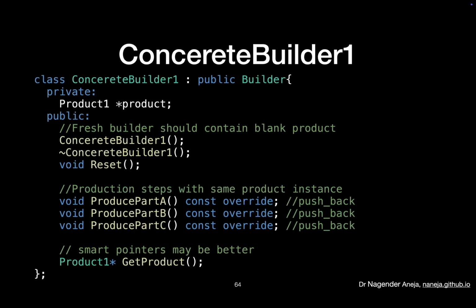Now we have the concrete builder. So concrete builder will create the actual products, right? So in this case, we will define the implementation of produce part A, produce part B, produce part C. And what it essentially does is it just adds, push_back, into the parts. Okay, so we have a default destructor, that's the constructor, and we have the reset method that will reset everything, and this get product will return the product created by these implementations.